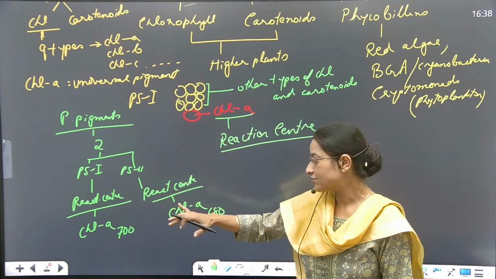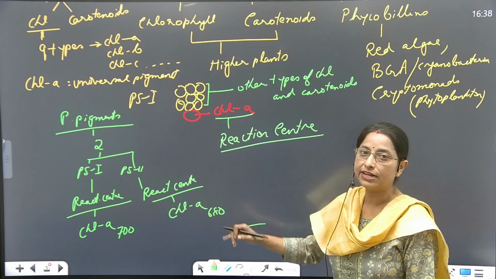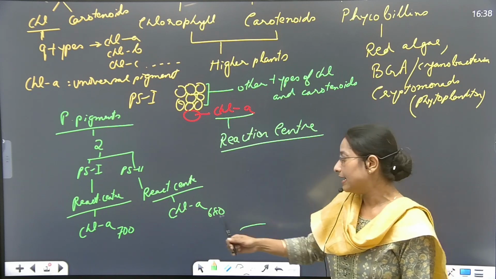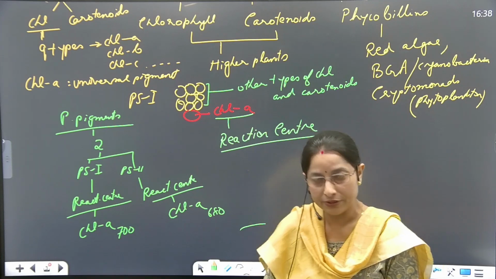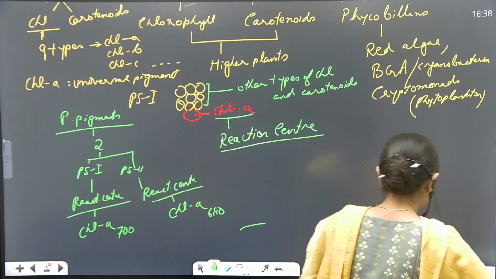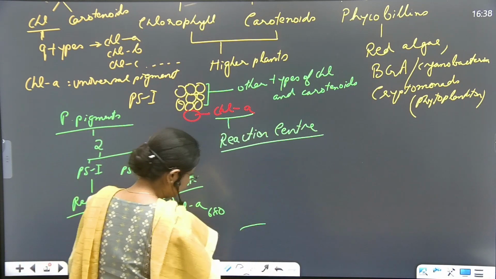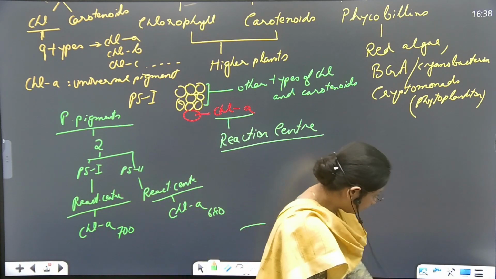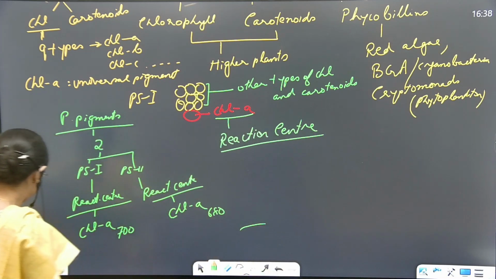PS2 is also a group of photosynthetic pigments that also has a reaction center. Who forms the reaction center? Obviously chlorophyll A. It will be absorbing 680 wavelength of light to start the process, and so the reaction center has been named chlorophyll A680, right? Okay, we'll move to the next part now.